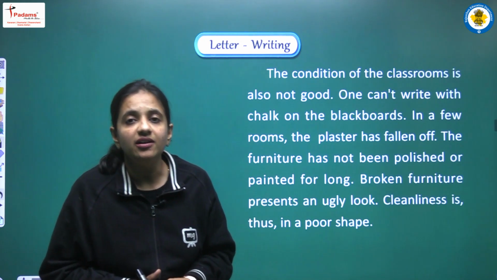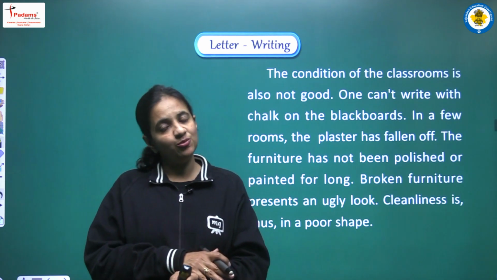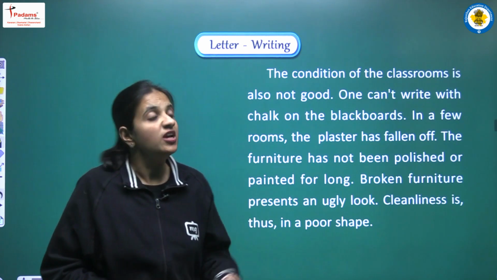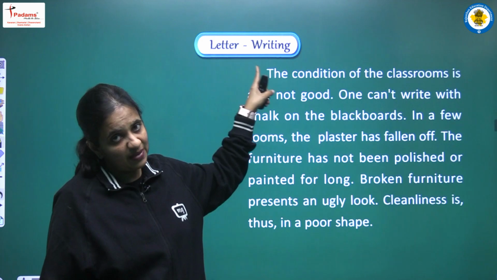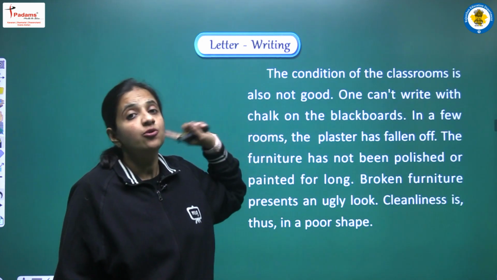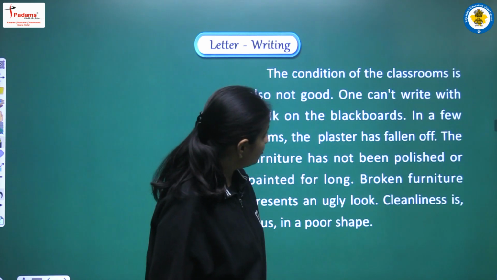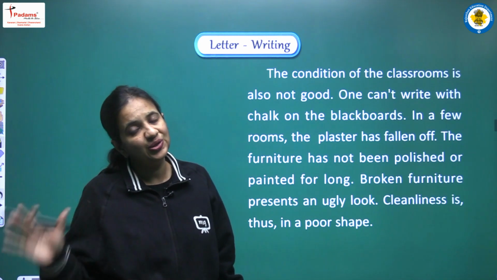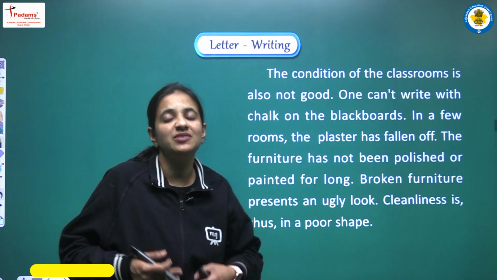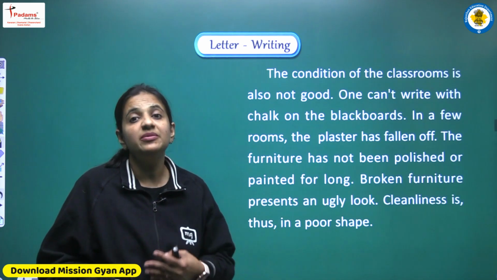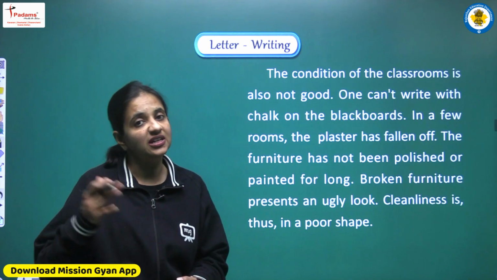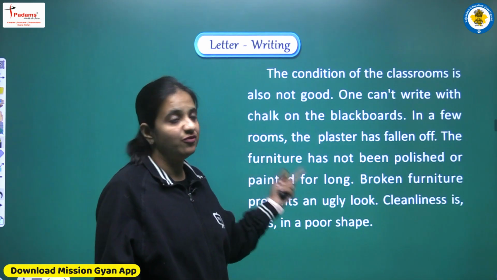Now we are moving towards the condition of the classroom. This is the reason we are changing the paragraph, and in the next paragraph we are writing that the condition of the classroom is also not good. And now again we have to give some description, some details regarding the condition of the school classroom. So let's see how we can write.